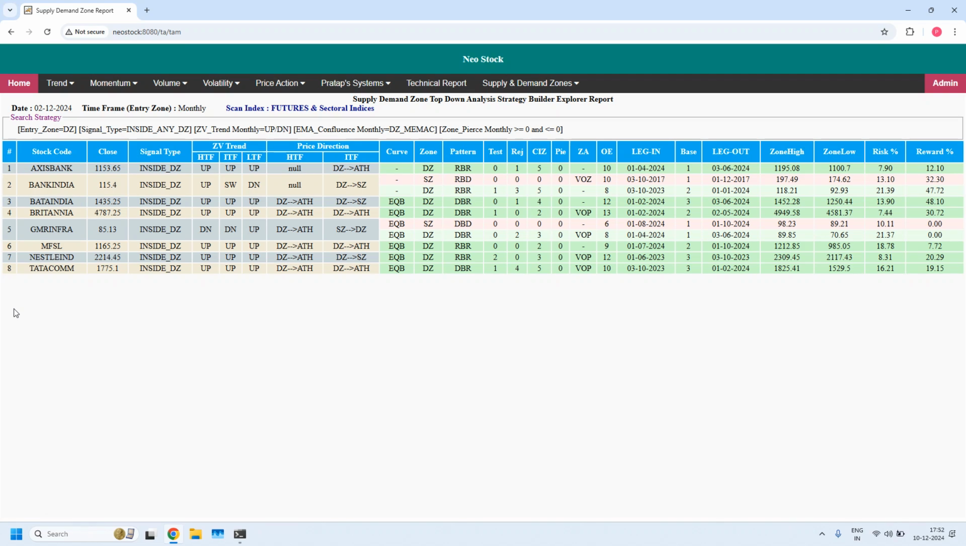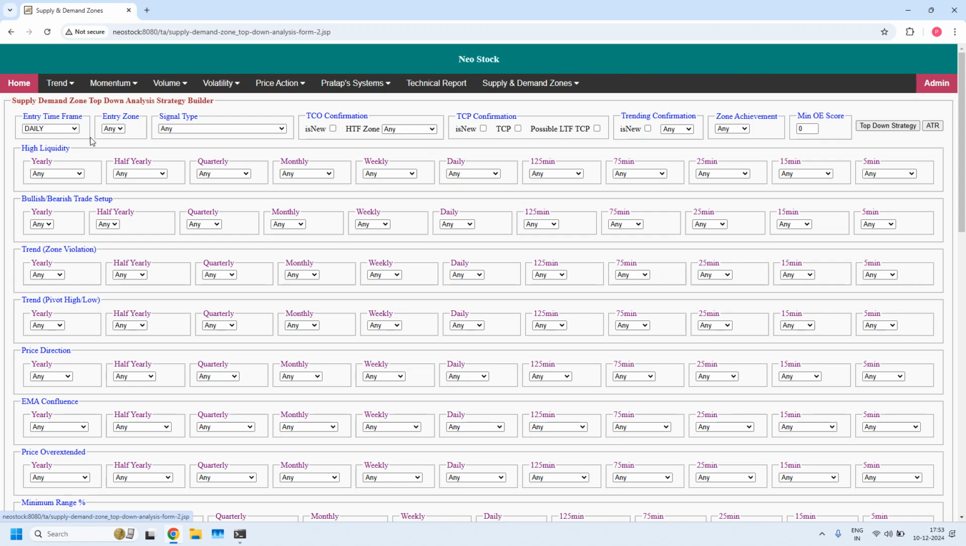Because EMA Confluence with a sideways market does not be any effective. That is what I explained in our EMA Confluence training lesson. So these are the high probability setup zones where price closed inside monthly demand zone. Okay, next, monthly time frame.